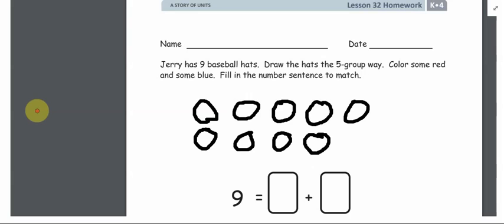Jerry has 9 baseball hats. Draw the hats the 5-group way. Color some red and some blue. Fill in the number sentence to match.